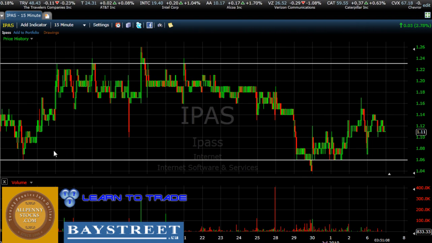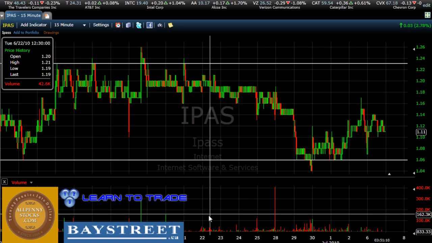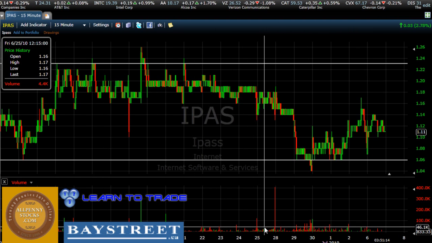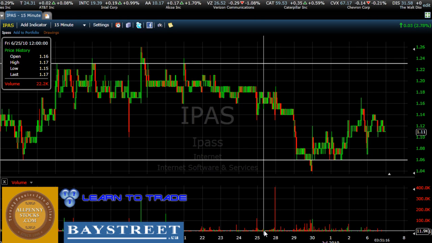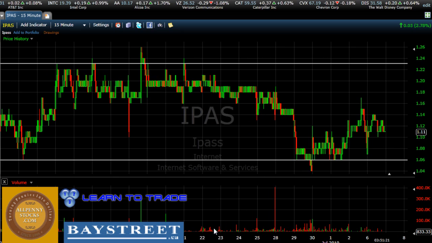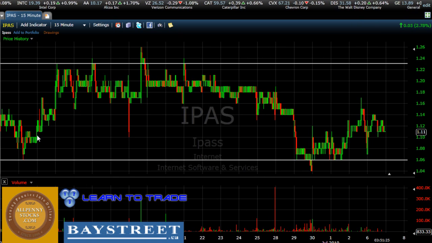And basically price is just moving back and forth in this channel. And as we look at volume, it has remained relatively constant. We're seeing about 10,000 to 30,000 shares per 15-minute candle on this chart. So we haven't seen anything out of the ordinary, just kind of normal volume trading and some sideways price action.